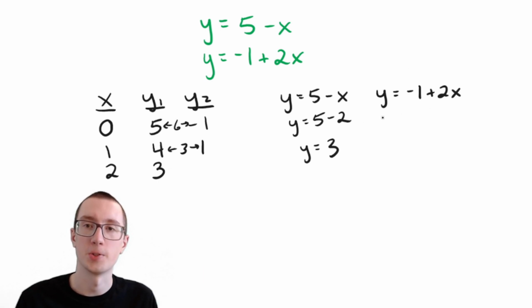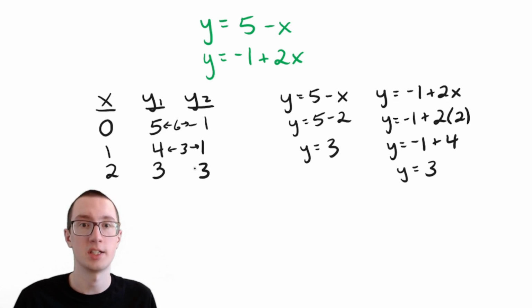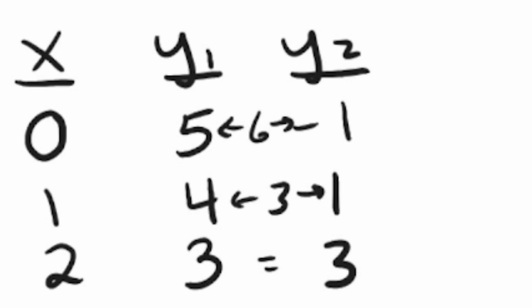Now let's try out the other equation. So we're going to put in 2 for x here. 2 times 2 is 4. And negative 1 plus 4, that's the same thing as saying 4 minus 1. 4 minus 1 is 3. So we're going to put in 3 in our table here. And you'll see that these are the exact same number. So we found our answer.